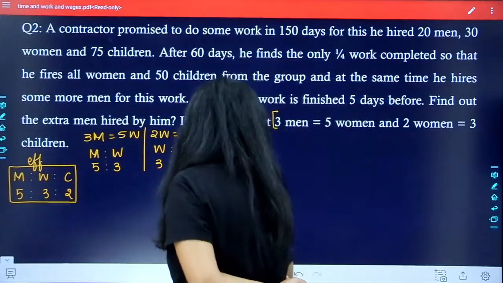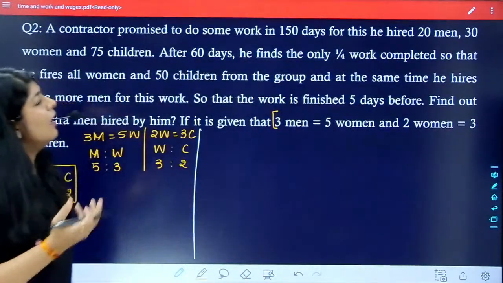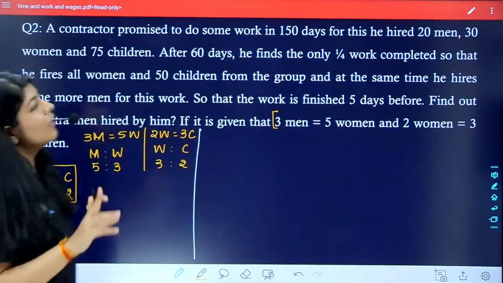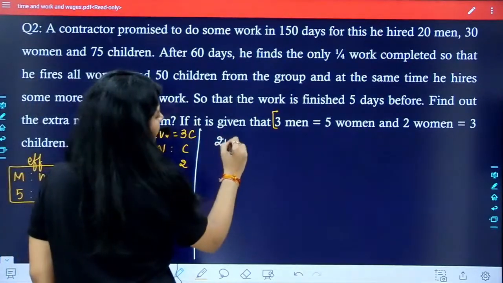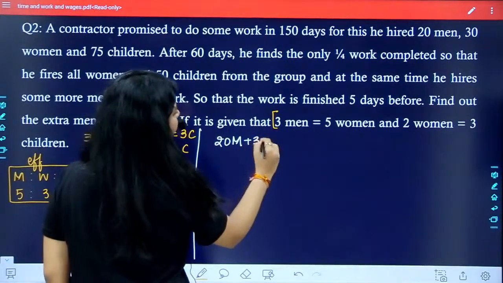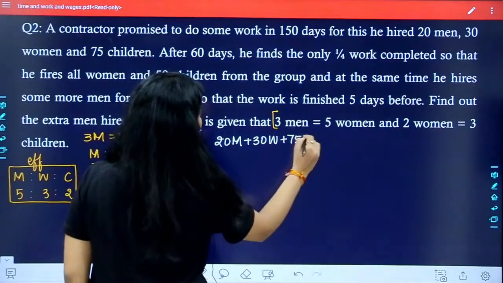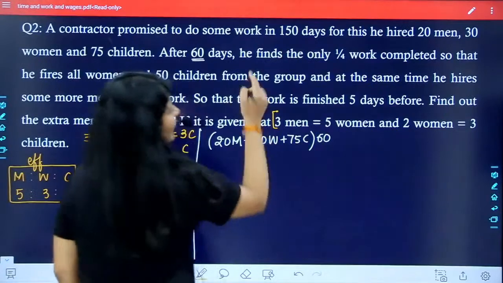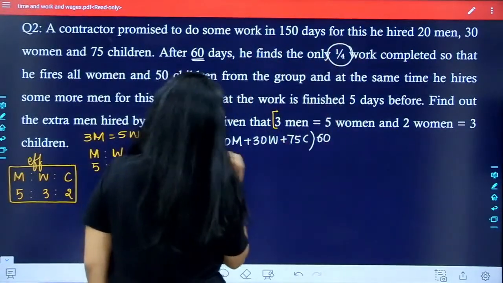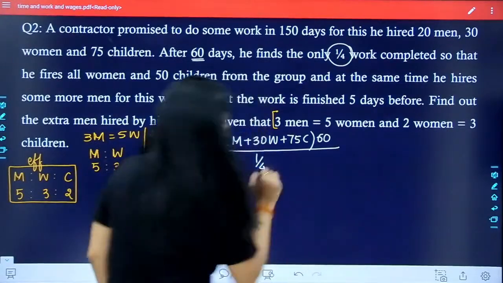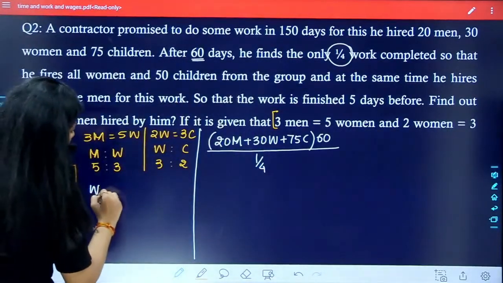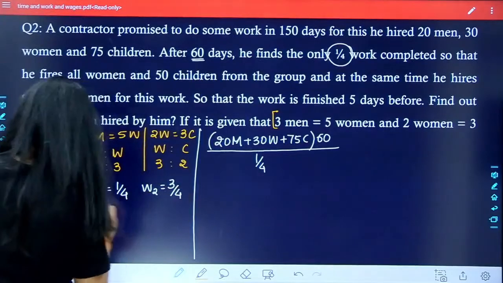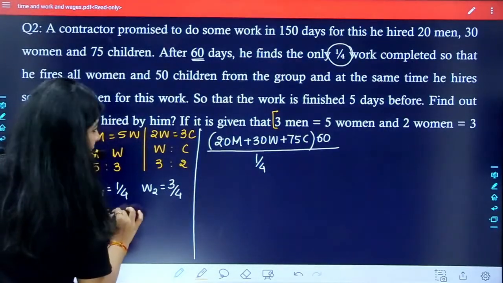So it is given that initially a contractor promised to do some work in 150 days. For that he hired 20 men, 30 women and 75 children. They worked for just 60 days, and they could only do 1/4 part of the work. So here I can write the value of W1 is equals to 1/4. So we can say that the value of W2 is nothing but 3/4. The value of D1 is equals to 60.